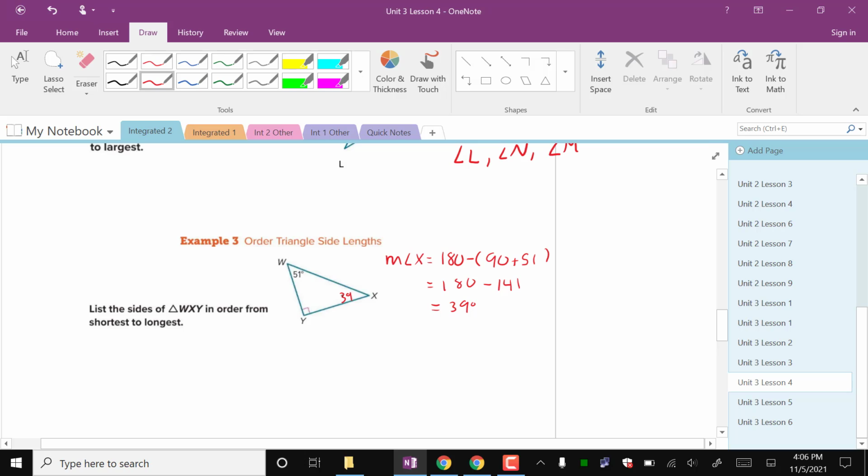So our shortest side is going to be the side opposite that, which is WY. Our middle side is going to be opposite this, so that's YX. And our largest side is going to be opposite our biggest angle, which is 90 degrees. So that's going to be WX. So I first did the triangle sum theorem. From there, I figured out which side is my smallest side and which side is my largest side.